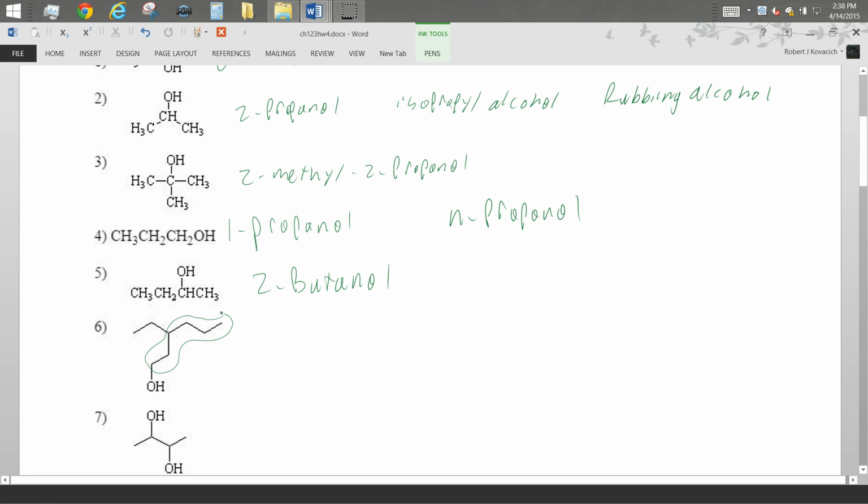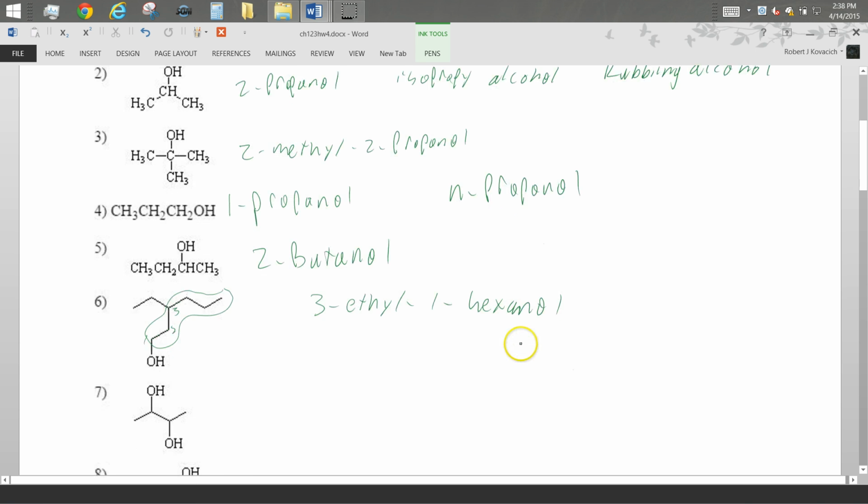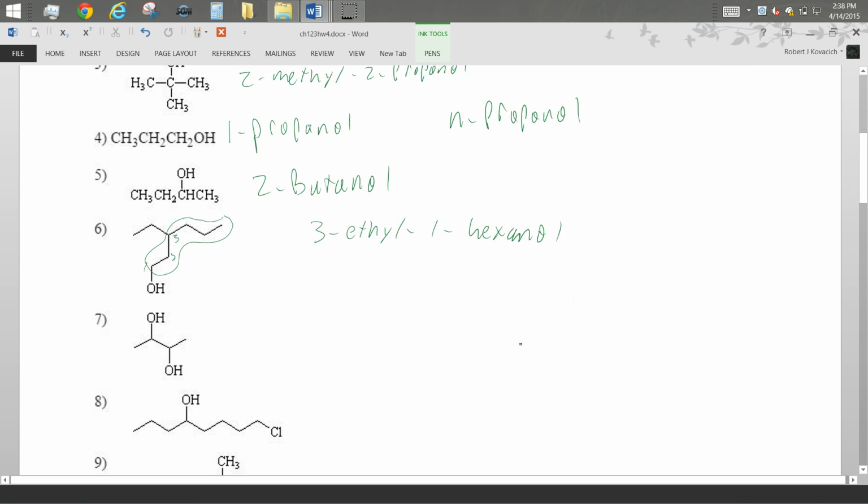That's going to be your longest carbon chain, right? Okay. So since the alcohol is on this side, this will be carbon number 1, 2, 3, 4, 5, 6. So 3-ethyl-1-hexanol. 2, 3-butane diol.